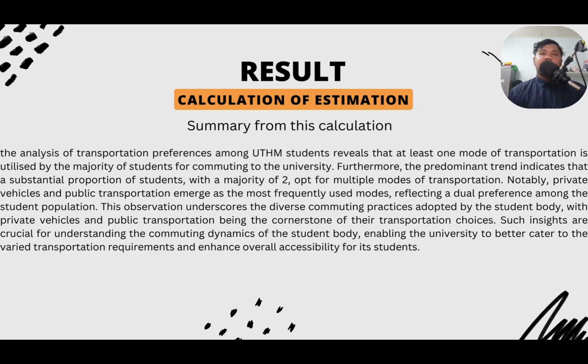The observation underscores the diverse commuting practices adopted by the student body, with private vehicle and public transportation being the cornerstone of their transportation choice. Such insights are crucial for understanding the community dynamics of the student body, enabling the university to better cater to the various transportation requirements and hence improve overall accessibility for each student. So from this summary, I can say each student has at least one mode of transportation to go to class, and the maximum number of transportation modes they mostly use is 2.